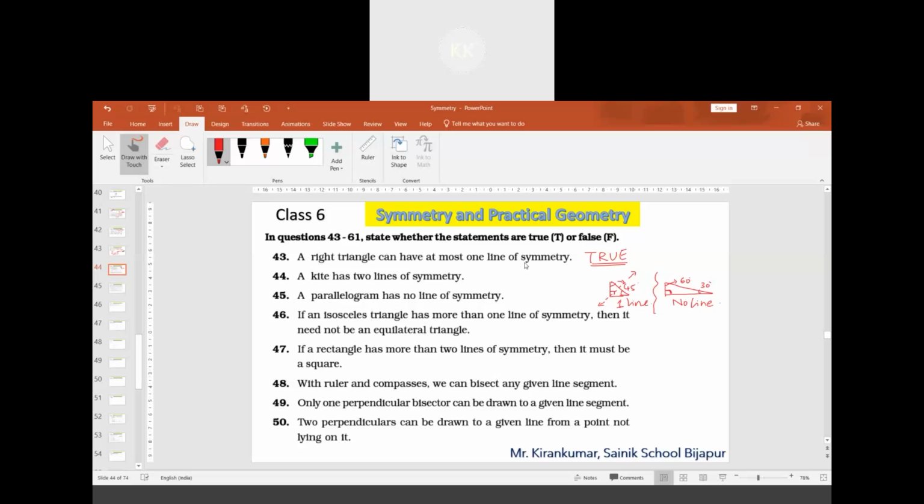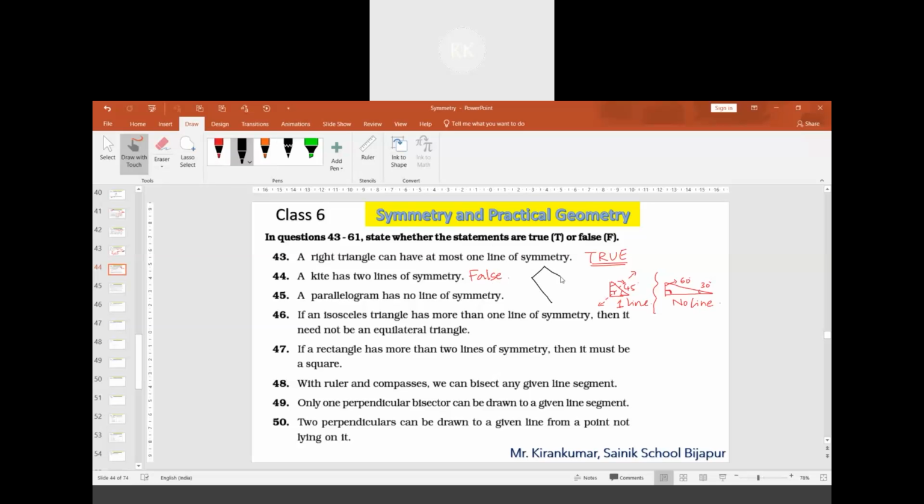Coming to statement 44. A kite has two lines of symmetry. False. The kite is in the shape of a rhombus? No, a kite is not a special type of rhombus. When we see, the kite looks like this.